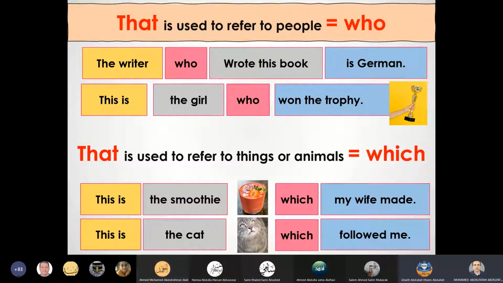Yes, teacher. Okay, so students, we have finished the relative pronoun who, the relative pronoun which, and the relative pronoun that. Don't forget, we use the relative pronoun who to refer to people, only people, persons, and the relative pronoun which only for animals and things. But that is used instead of who and instead of which.